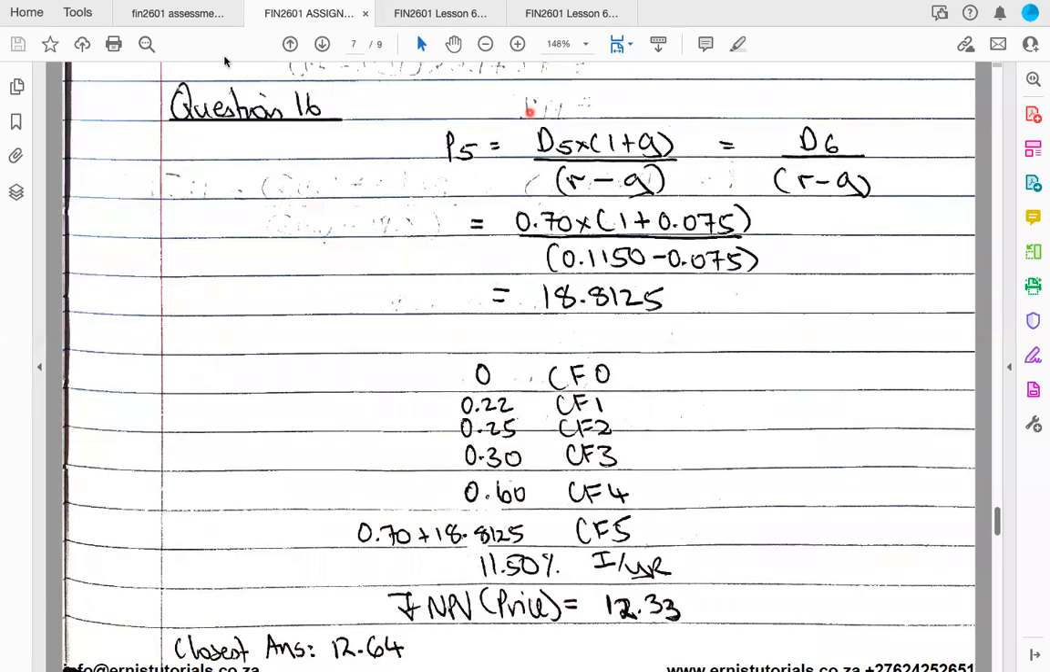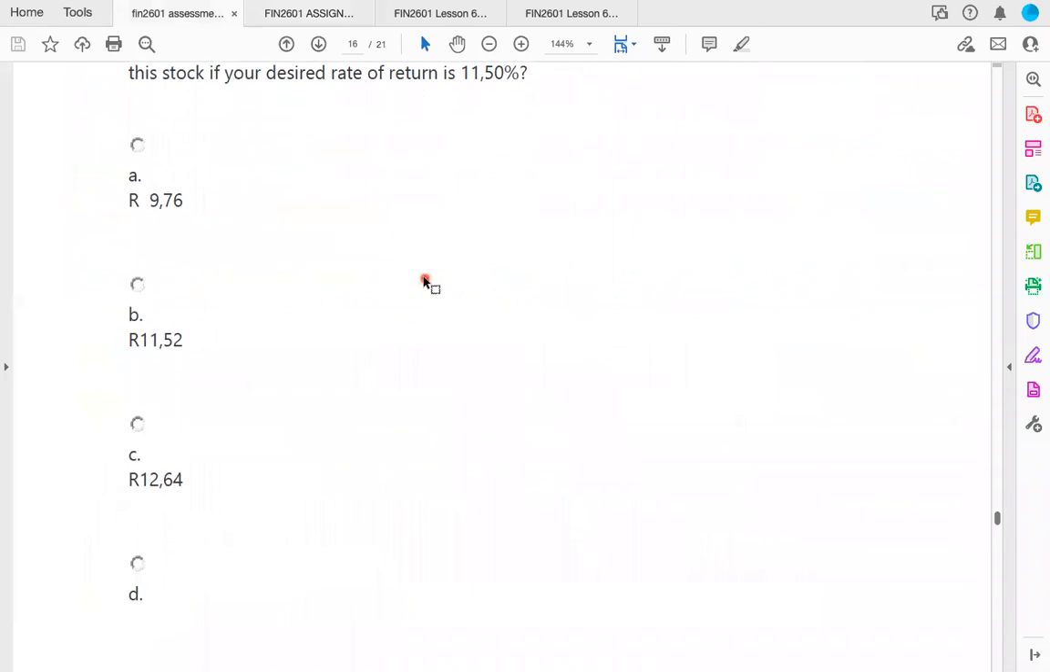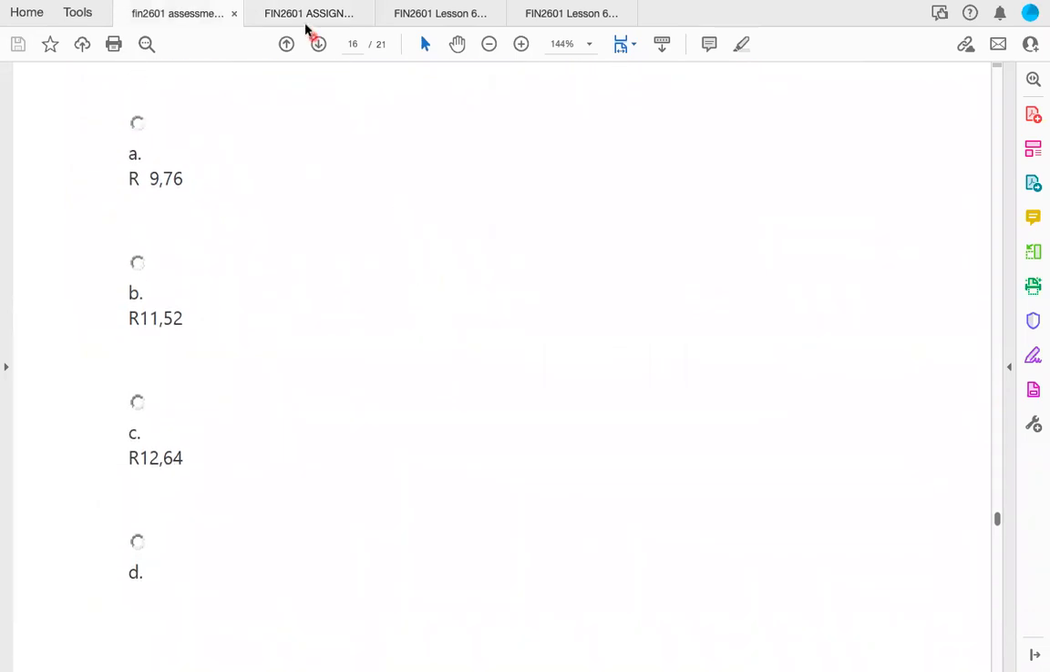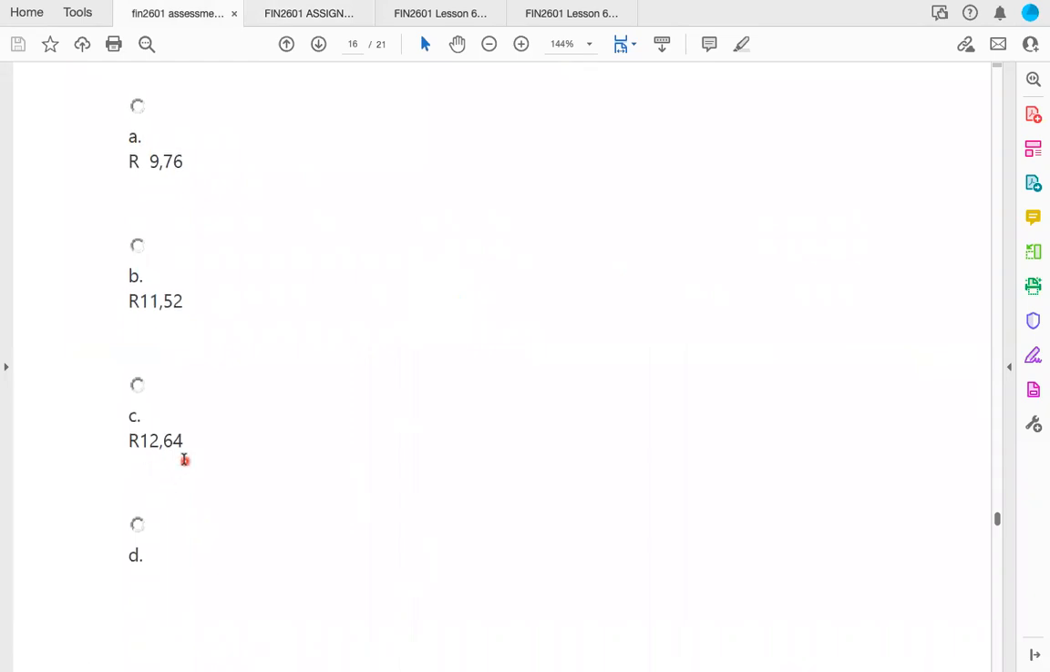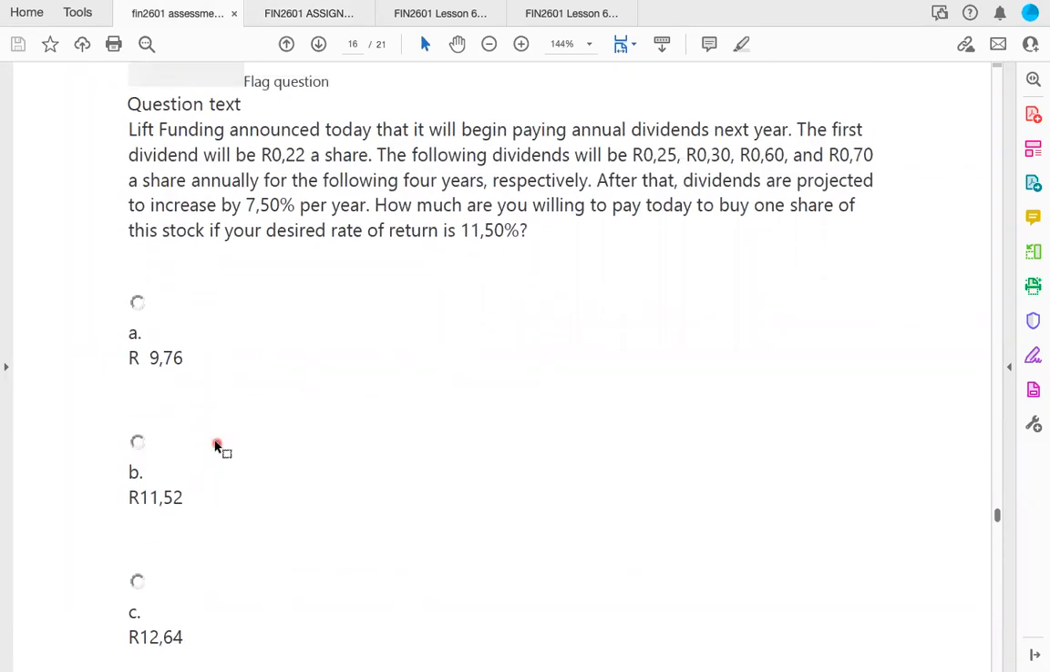So the answer is 12.64. So here we actually take the closest answer. We take the closest answer. If we actually calculate, we get 12.33, but the closest answer there is 12.64. Okay.